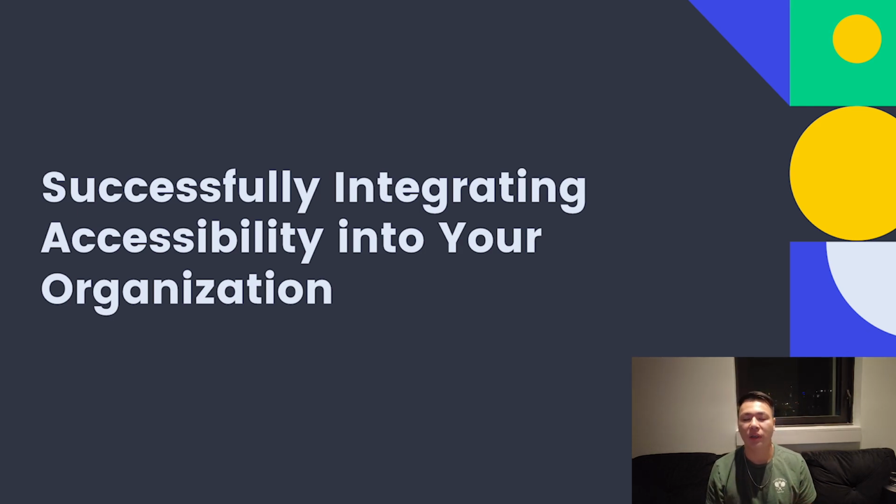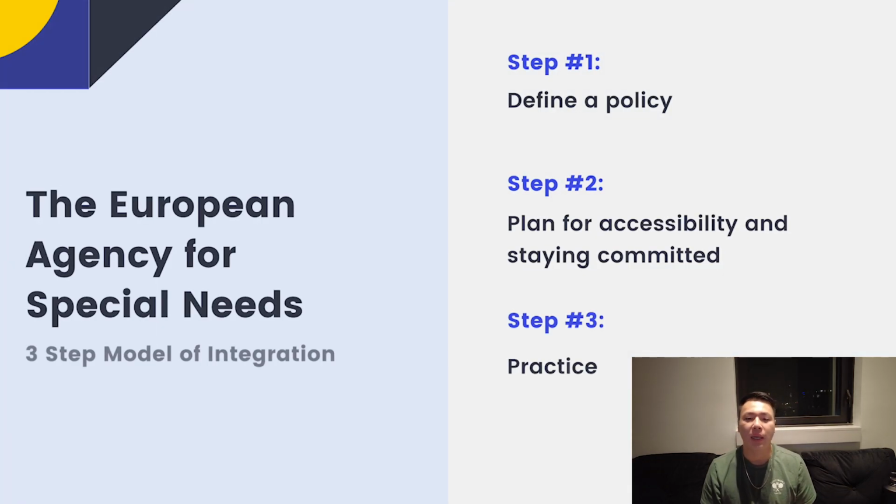Depending on the organization that you're looking at, there are a few different ways of looking at integration and accessibility. The European Agency for Special Needs has one model, and they talk about a 3-step model where you're essentially defining a policy, so a policy at a company level, making sure that you're planning for accessibility and staying committed. And there's a lot of sub-bullet points under that, such as creating a detailed and ambitious plan, and making sure that you're including accessibility from different stakeholders at the organization, and that they have the key resources that they need in order to get started or to enable accessibility to move forward.